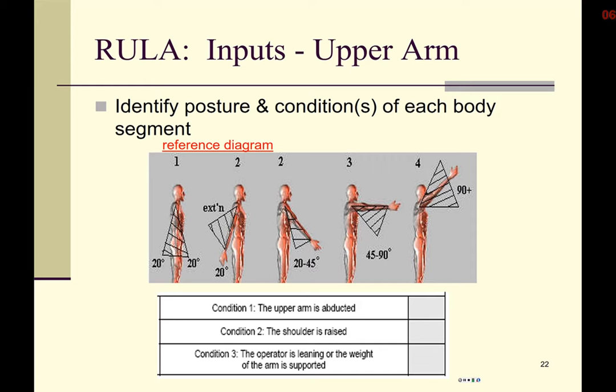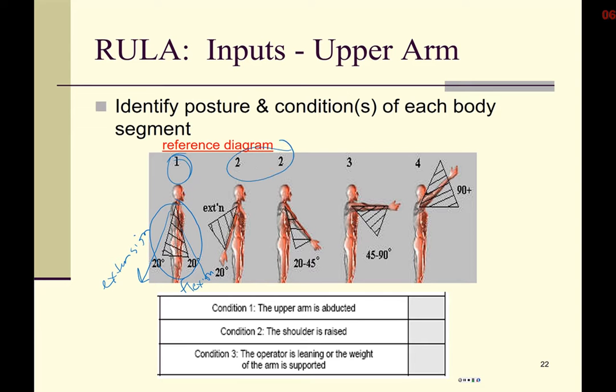If we're looking at our shoulder posture, so our upper arm posture at the shoulder, you're looking at, are they almost neutral? So within 20 degrees of flexion, so flexion is in front of your body, to 20 degrees of extension. Extension is behind your body. And so 1, and they start adding point values. 1, the lowest stress, is nearly neutral.